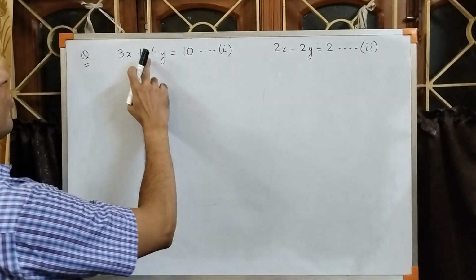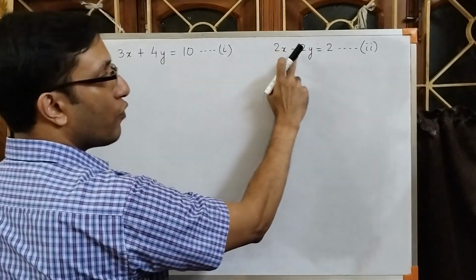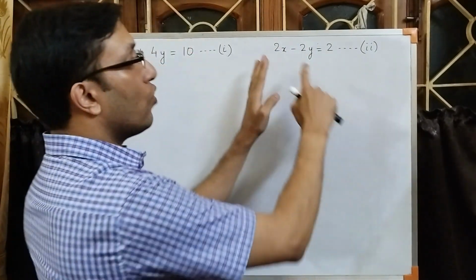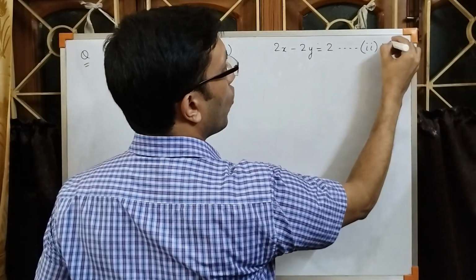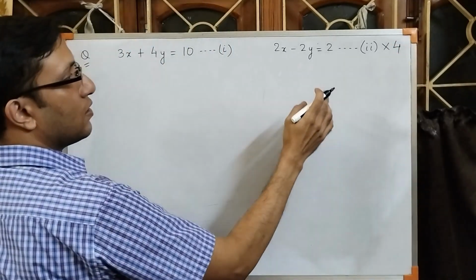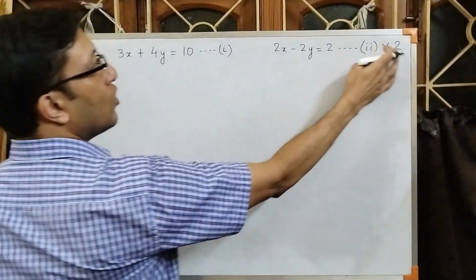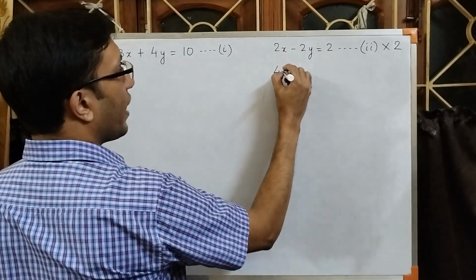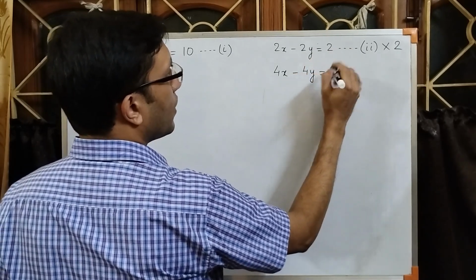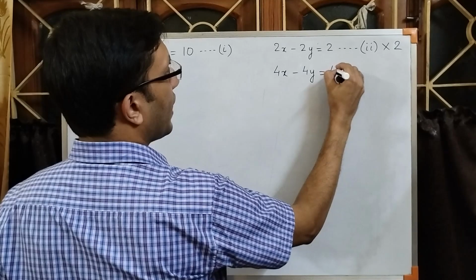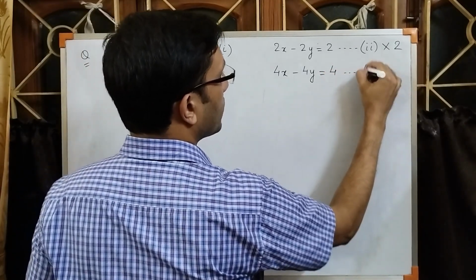Here the coefficient of y is 4 and here the coefficient of y is minus 2. So, if we want to make this 4, we have to multiply this entire equation number 2 by 4 on both the sides. Sorry, by 2 on both the sides. So 2 2s are 4, we get 4x minus 2 2s are 4y is equal to 2 into 2, that is 4. Let us consider that this is our equation number 3.